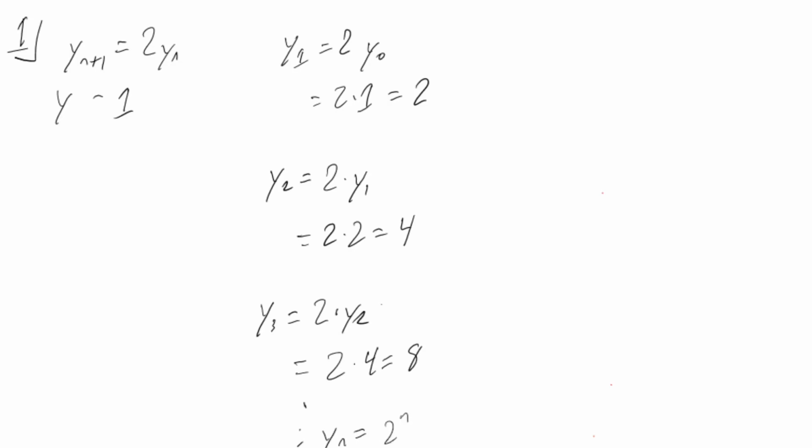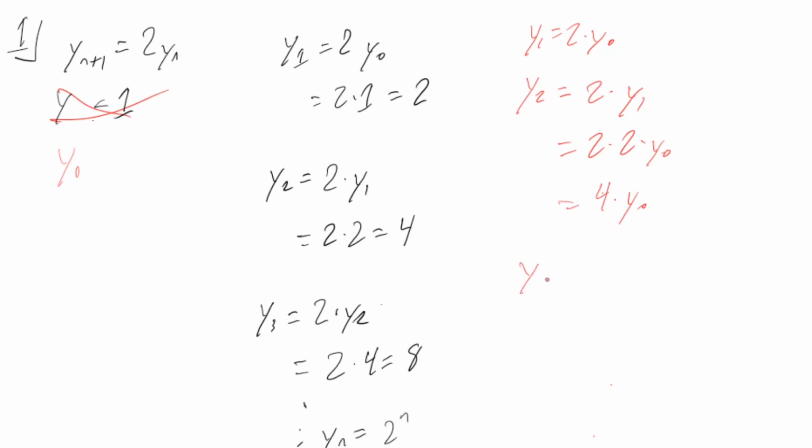So, like I said, the initial conditions don't matter too much. We could just say y naught is some initial condition and then solve for yn in terms of y naught, and it looks really similar. It's just y1 equals 2 times y naught, y2 equals 2 times y1, which is 2 times 2 times y naught, so 4 times y naught, and so on and so forth until we get yn equal to 2 to the n times y naught.